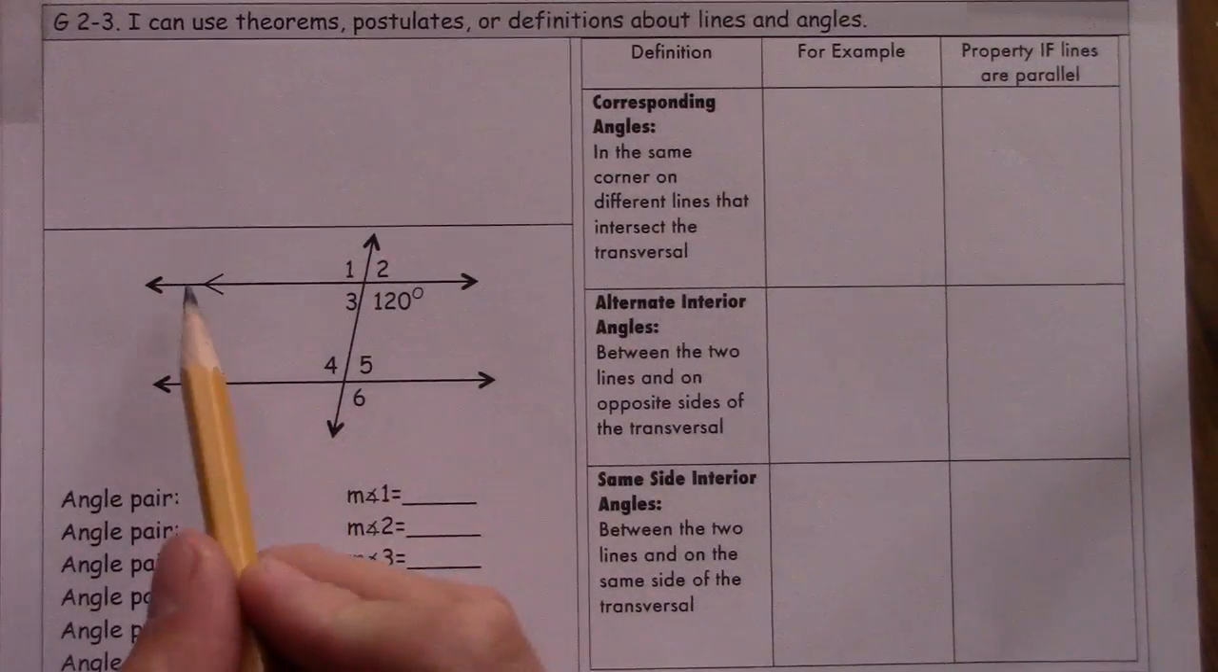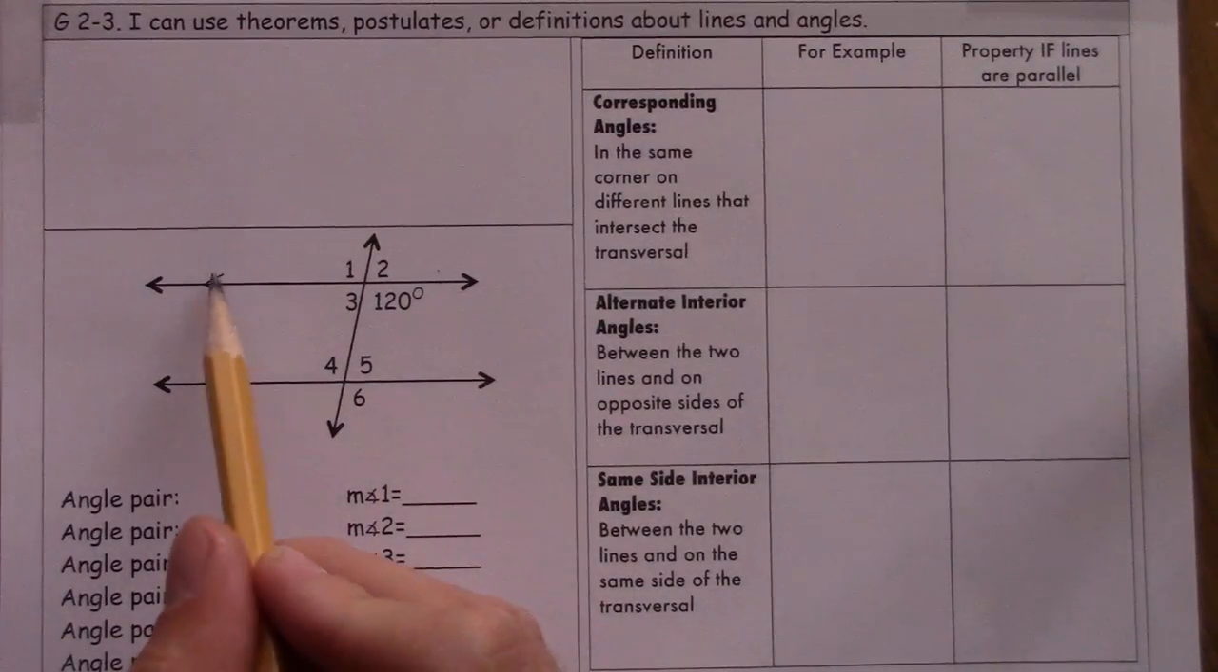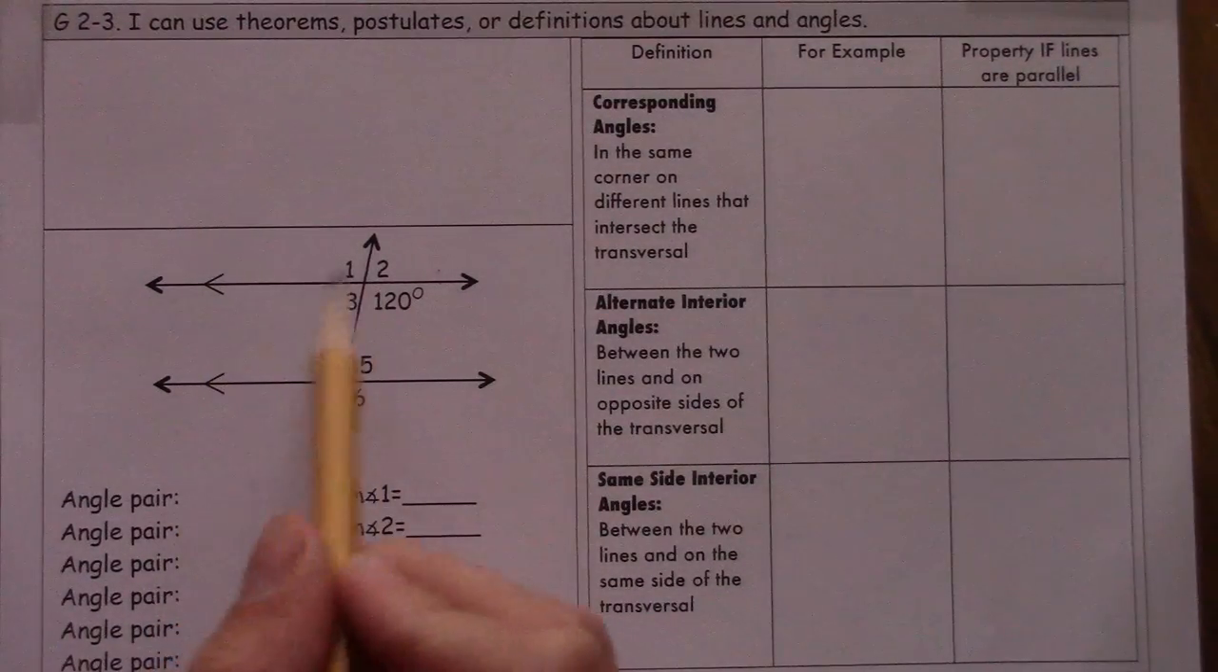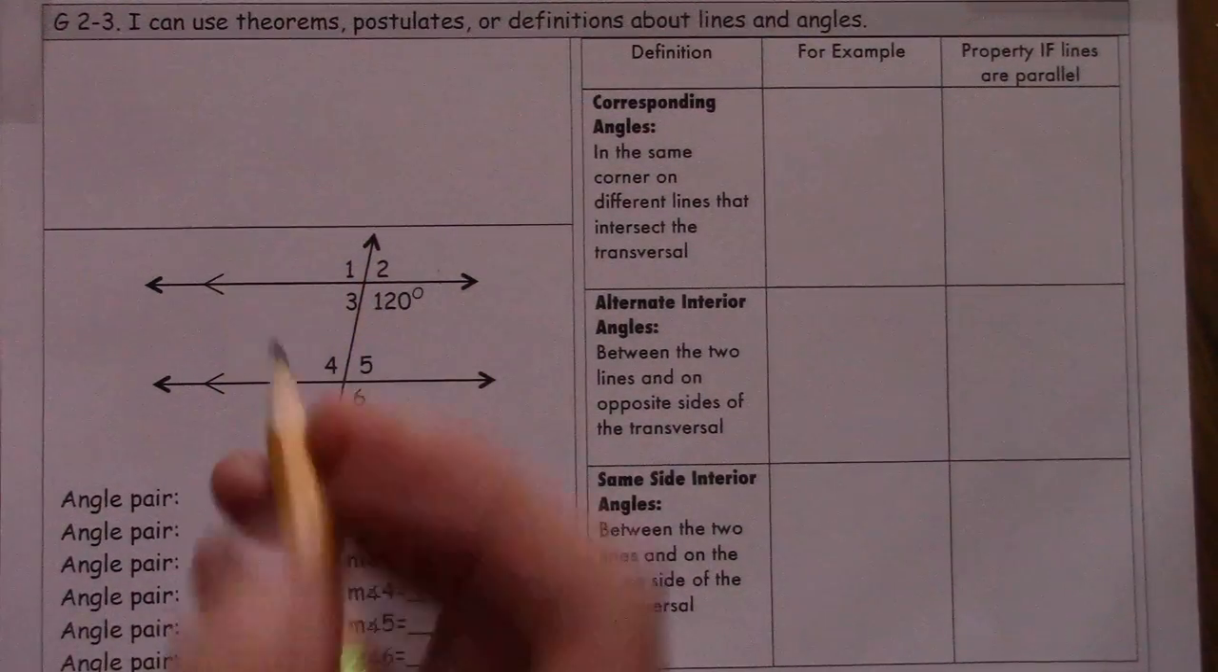So there are these two lines right here, and I know these two lines are parallel. I see some markings on there, these little arrows. Yep, that means parallel. And then this line is crossing. This is called a transversal.